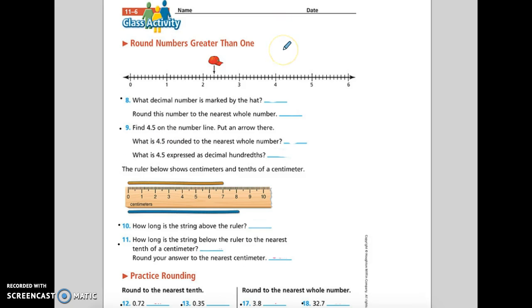All right, so we're going to try a little bit more on your own here. So let's look at this first one. It says, what decimal number is marked by the hat? Okay, so first I want to point out that all of these are whole numbers, right? So I'm going to count how many lines in between. I've got 1, 2, 3, 4, 5, 6, 7, 8, 9, 10. So these are all little tenths along the way. So I want you to see if you can figure out which decimal number is marked by that hat.